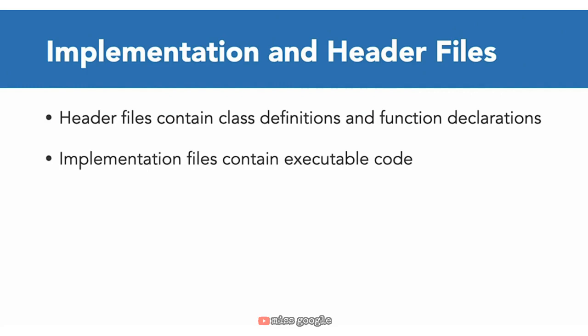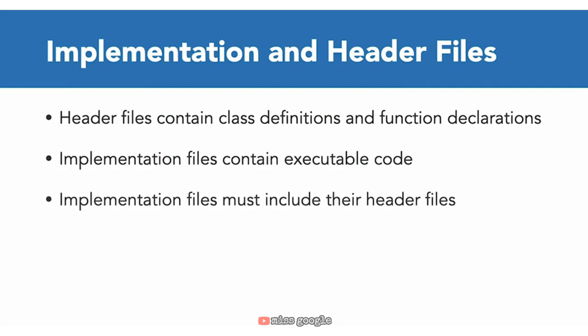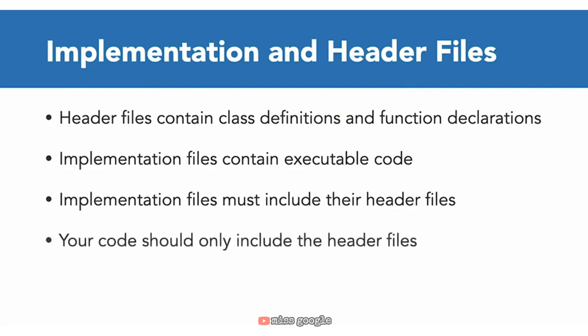Implementation files contain, well, the implementation of all functions declared in the header file. That's the executable code. Implementation files must include their corresponding header files because the compiler needs to see the class definitions and function declarations before seeing the code in your implementation file. Your external code, the one that uses your classes, should only include the header files, not the implementation files. And lastly, all implementation files must be compiled.